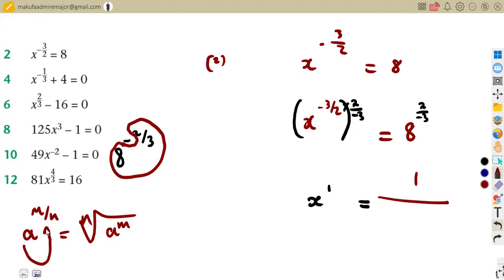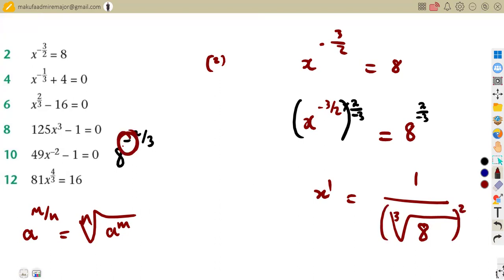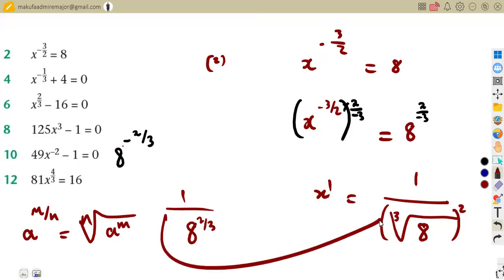8 to the exponent of 2/3 from this format means the cube root. So it's going to be the cube root of 8, everything to the exponent of 2. To the exponent of a negative means 1 over. So we are supposed to write 1 over 8 to the exponent of 2/3, which is the cube root of 8 to the exponent of 2.